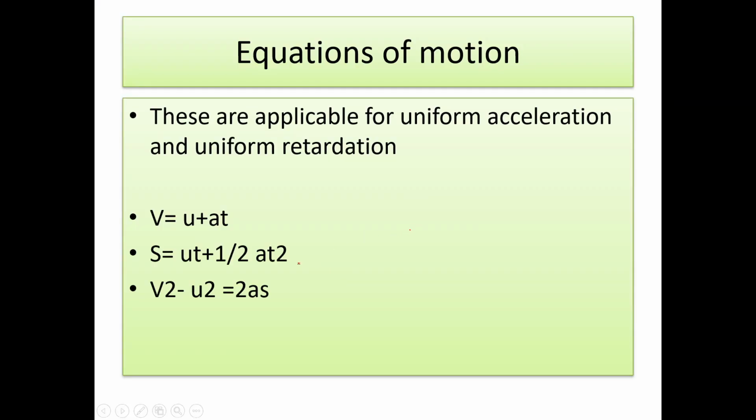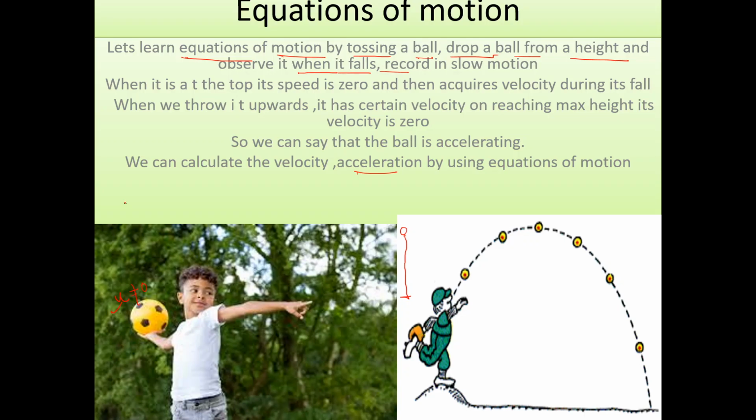We have already discussed that the velocity of the ball on the top is 0. When we are dropping anything, the velocity is 0, means initial velocity is 0. On reaching ground, it acquires certain velocity in time t. Means here the ball is having what type of motion? Acceleration, uniform acceleration.